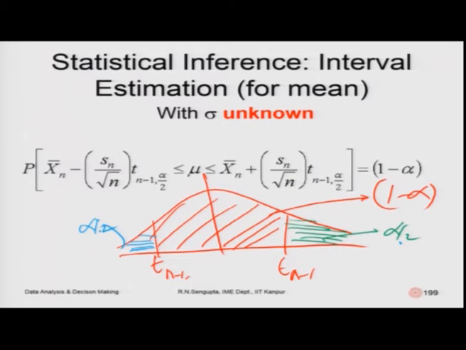Now, remember the t distribution, as I mentioned, is symmetric. If it is symmetric, the areas on the left-hand side and the right-hand side are given by alpha by 2 here and alpha by 2 here, with the mean value being 0. So any value on the right-hand side would be positive, and any value on the left-hand side would be negative.